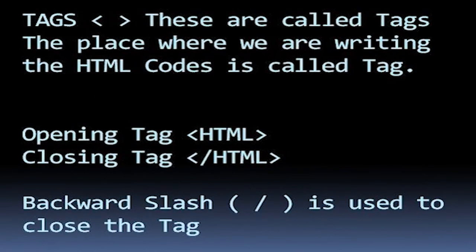What is meant by tags? Tags means these arrow symbols are called tags. These are the place where we write the HTML codes, called a tag. An opening tag looks like this: one arrow and one more arrow with the code between.